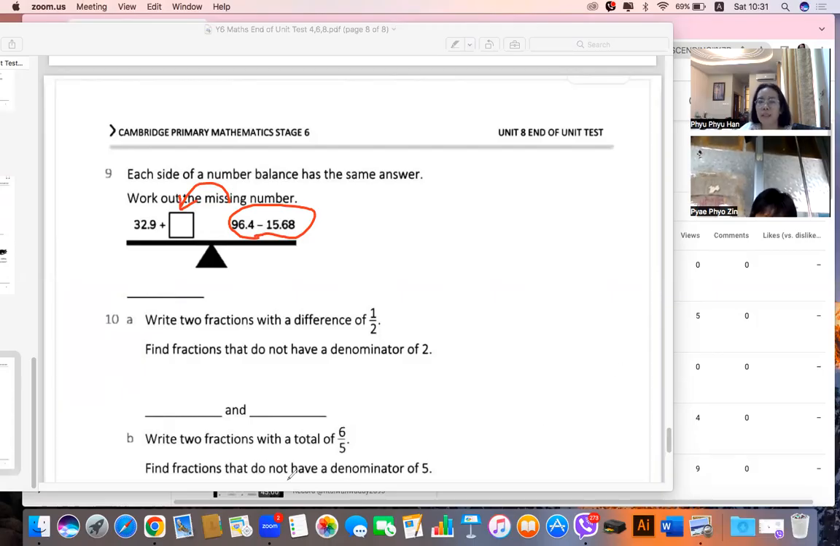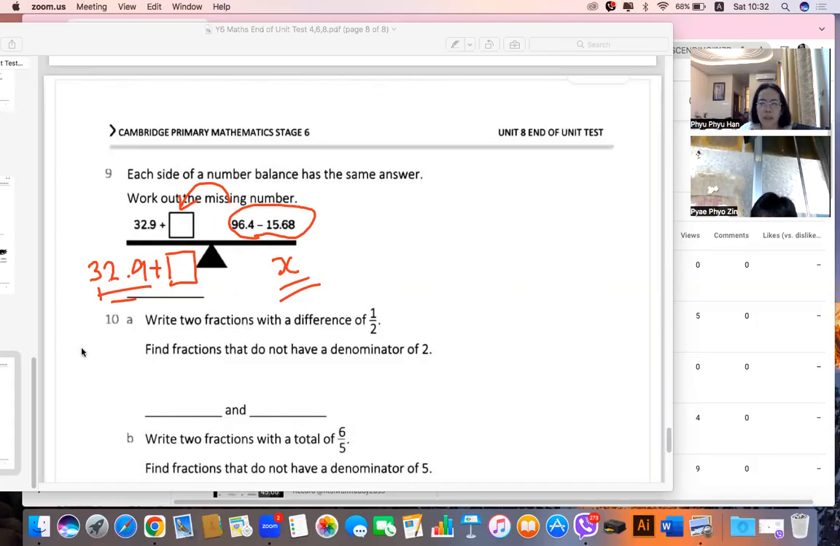Okay, so like this one, you add, right? So this side you will get the answer. For example, you get x is the same as 32.9 plus something. If you want to know this number, what do you do? You can minus this from x, right? After you total this, you minus this one, so you will get the answer for the square.